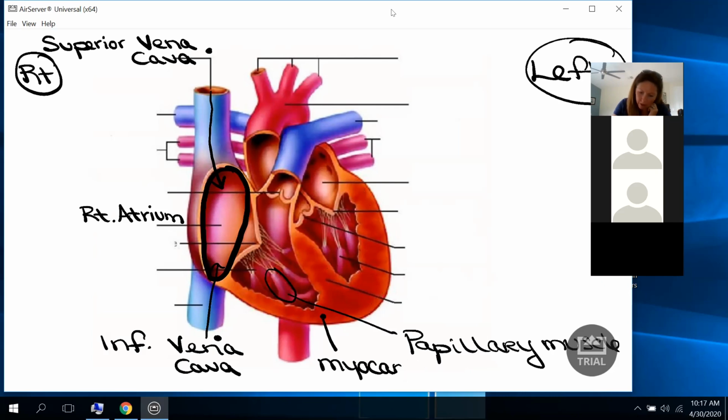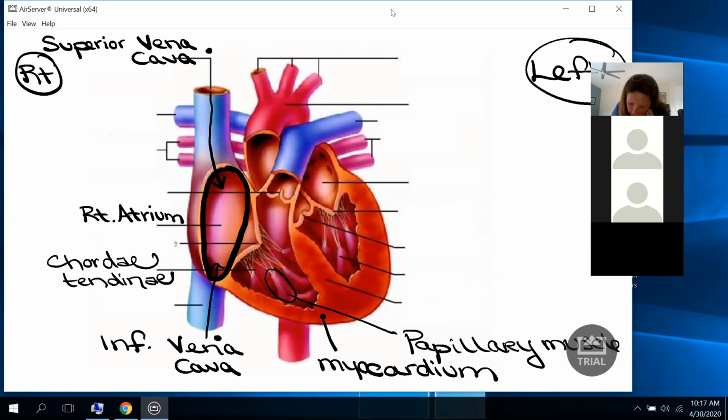These little papillary muscles down low are pulling on these little tendrils. These tendrils have a name. They're known as the chordae tendineae. We're speaking Latin now. Chordae tendineae. And that's these little tiny fibers that you see here that pull on papillary muscles to open and close the valve, okay? So this particular valve, again, is known as the tricuspid valve.